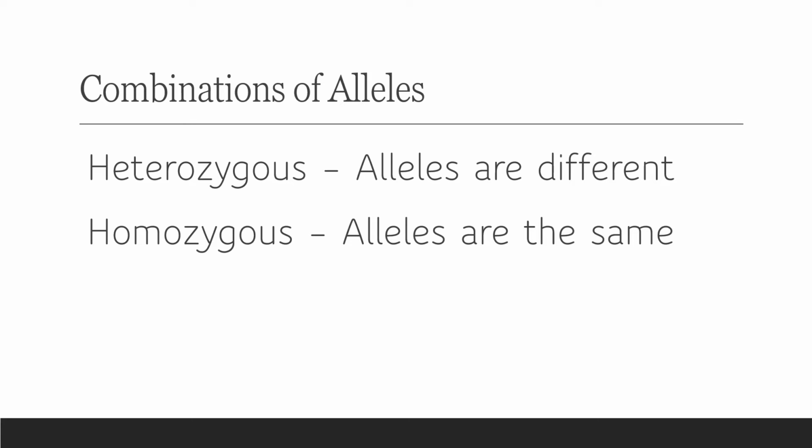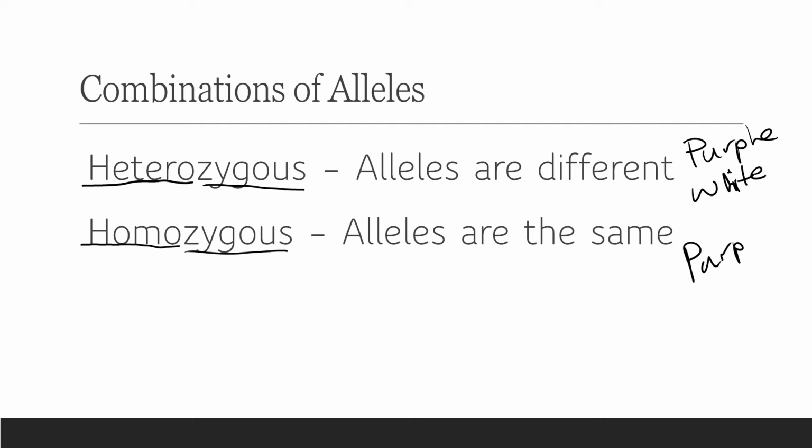Right, major vocabulary here you will definitely need to know. Hetero means different. Homo means same. Zygous refers to the allele. So heterozygous means the two alleles are different. For instance, purple and white are the two alleles for flower color. Homozygous means the alleles are the same. So you have two purple alleles, one on each chromosome.